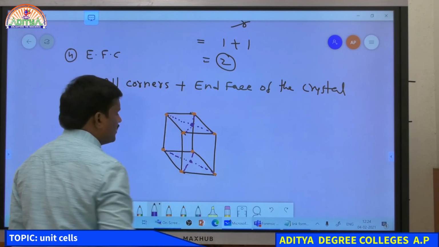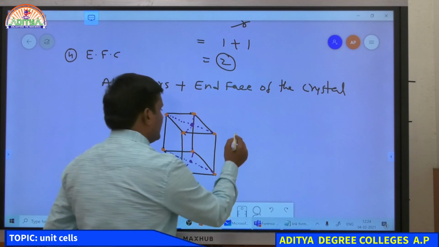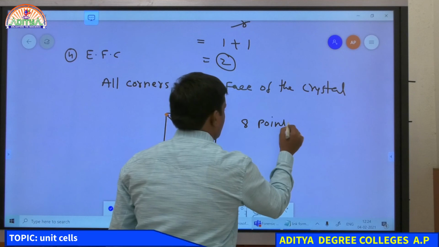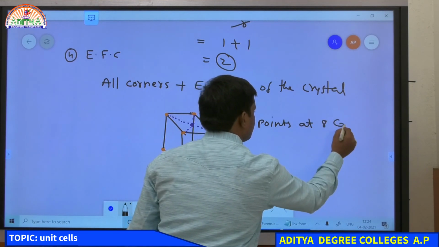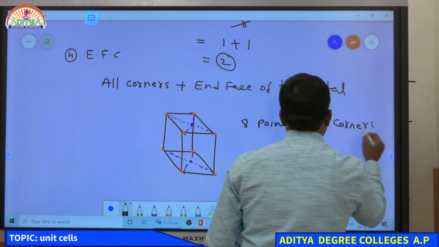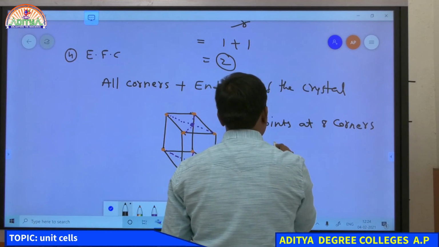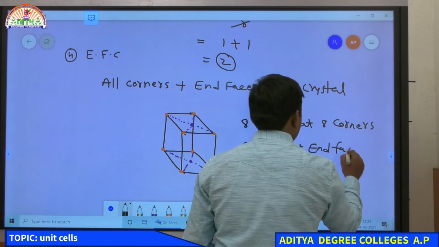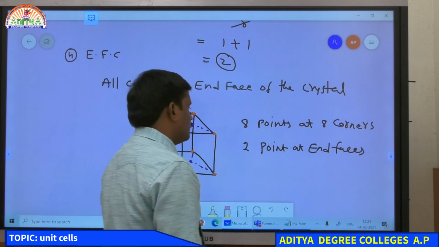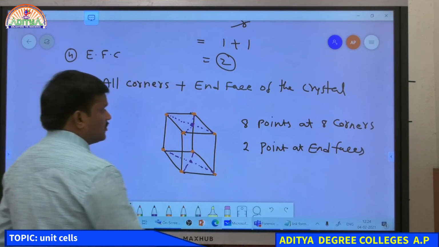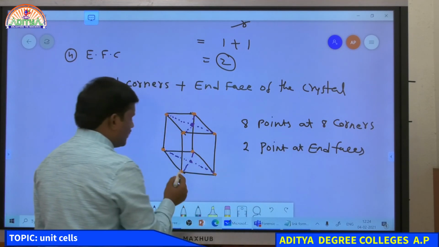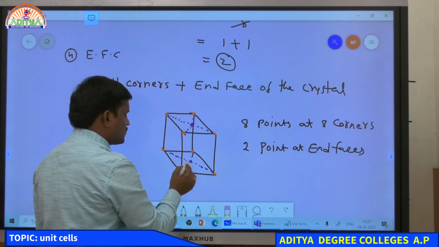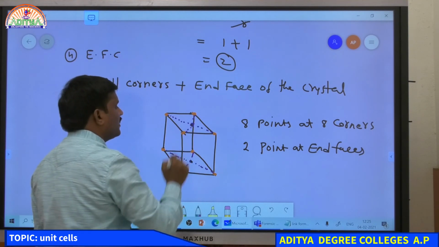So simply here, there are 8 points at 8 corners, and 2 points at end faces. So totally here 8 points present at 8 corners. So these are the points present at corners, and 2 more points at the end of the crystal. So 1 point at the bottom and 1 point at the top end.